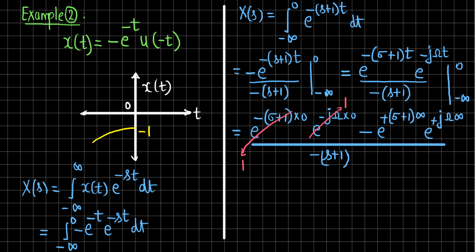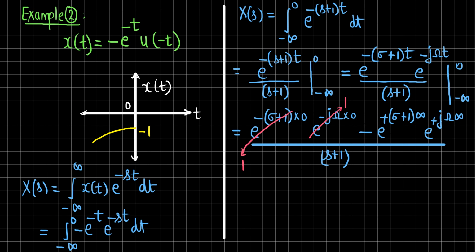So minus minus will become plus here, so I'll remove this minus sign. You can see that the whole term, or this expression, is going to exist only if this sigma plus 1 is negative. Only then is this e power some minus power to the infinity going to be 0, and we may get an expression as 1 upon s plus 1. In any other case, this expression is not going to converge.